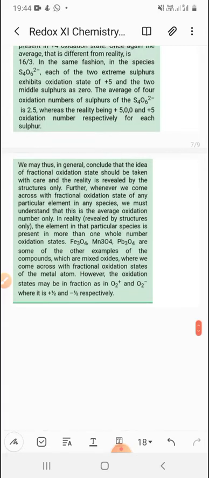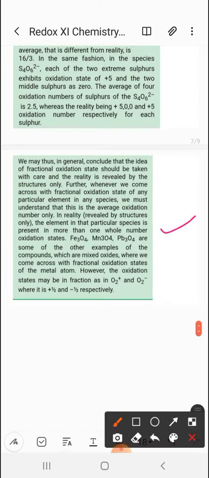For example, Fe3O4, Mn3O4, Pb3O4 are some examples of compounds which are mixed oxides where we come across fractional oxidation states of the metal. However, the oxidation states may be fractional as in O2+ and O2-, where it is +1/2 and -1/2 respectively.